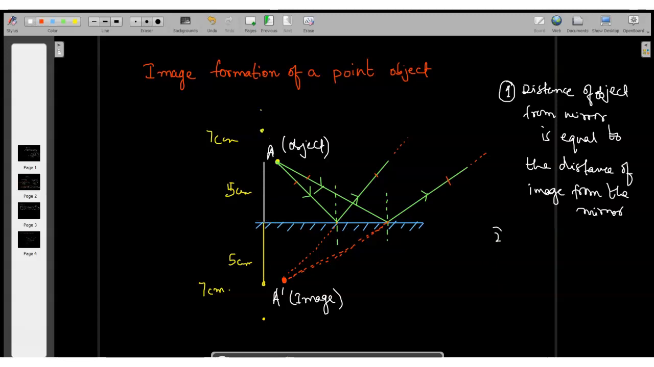The second thing is that you see these two rays are not actually meeting. We made them meet by virtually extending them backward. Then such an image is called a virtual image. And virtual images cannot be obtained on a screen.